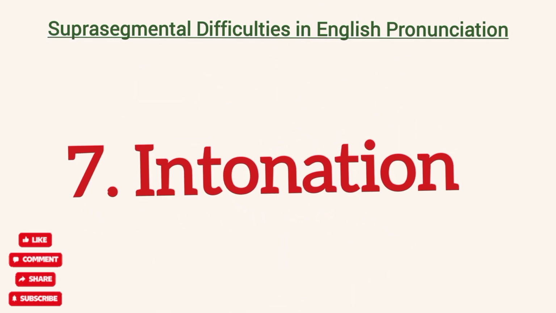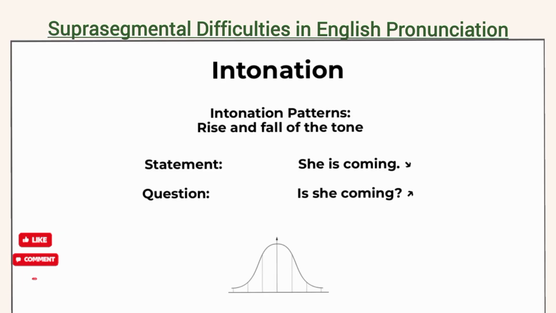7. Intonation. Intonation refers to the rise and fall of the voice during speech. It helps express meaning, attitude, and emotion. For example, statements usually have a falling tone, while yes or no questions often have a rising tone. Compare the sentences, she is coming and is she coming? The difference in tone helps the listener understand the intention of the speaker.